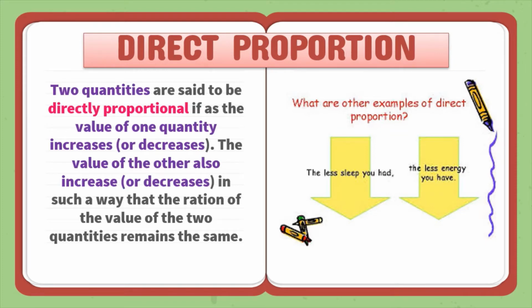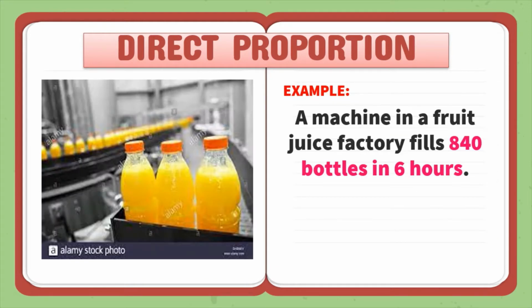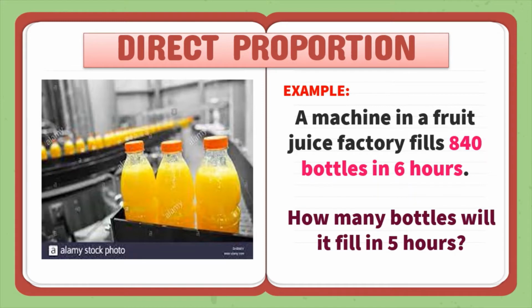Another one, two quantities are said to be directly proportional if, as the value of one quantity increases, the value of the other also increases. If the value of one quantity decreases, the other value is also decreasing. So, sabay po sila. In such a way that the ratio of the value of the two quantities remains the same. Example, a machine in a fruit juice factory fills 840 bottles in 6 hours. How many bottles will it fill in 5 hours?